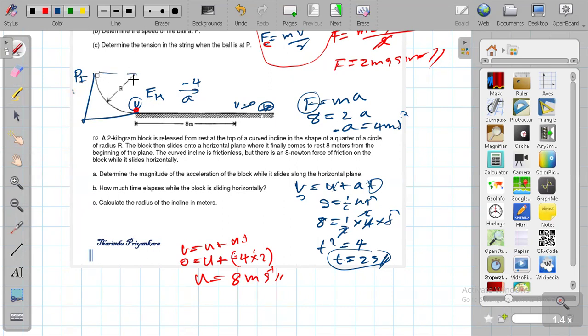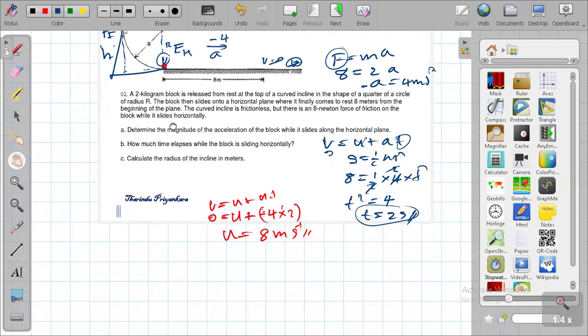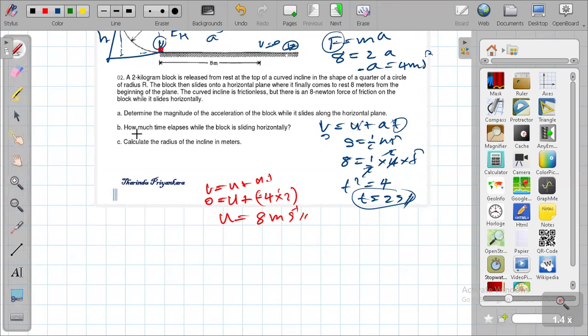You have to see now it is the radius. The radius is the one that comes to here. So that is the same height for this part. That's the radius height. So how can we find it? Have a good look. M G R is equal to half M V square.